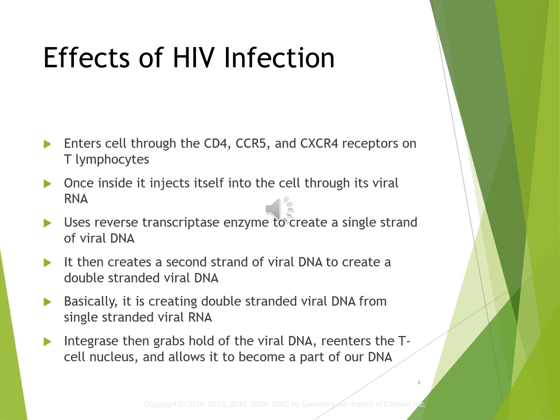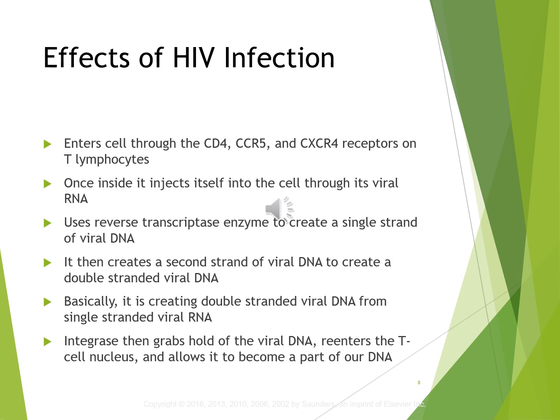Right here, now that I'm looking at it, is really kind of a word slide of what the picture slide that I showed you earlier just shows you: how the HIV virus will enter that CD4 cell through those receptors or co-receptors of that CD4 T lymphocyte. Once it gets inside, it injects itself into the RNA of the cell, okay?